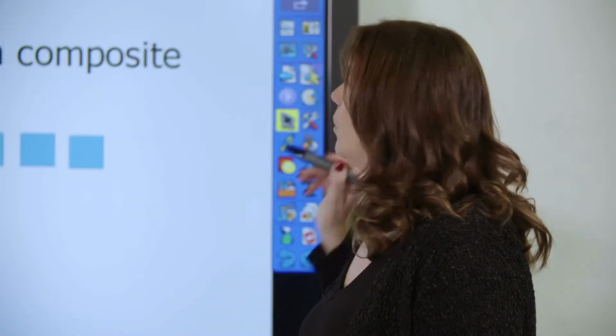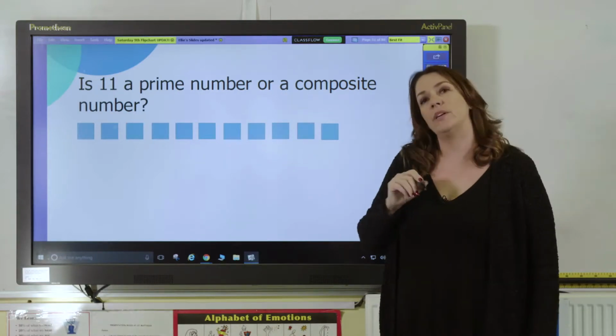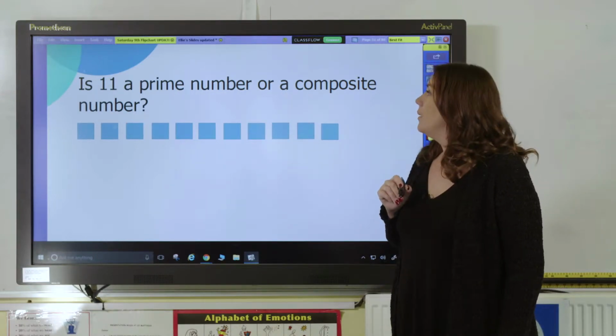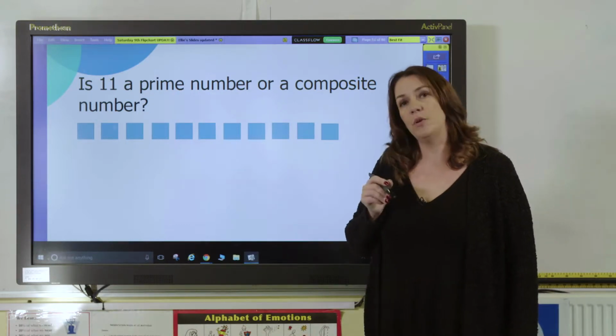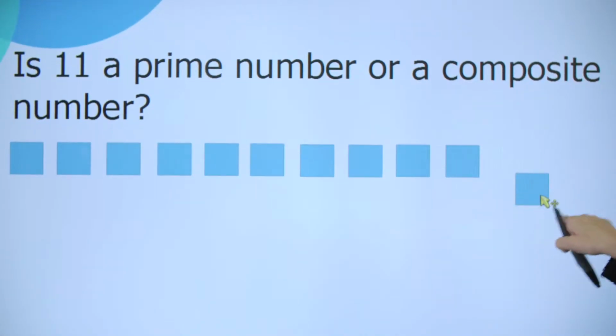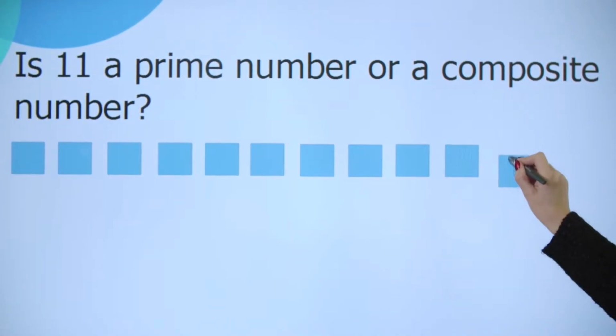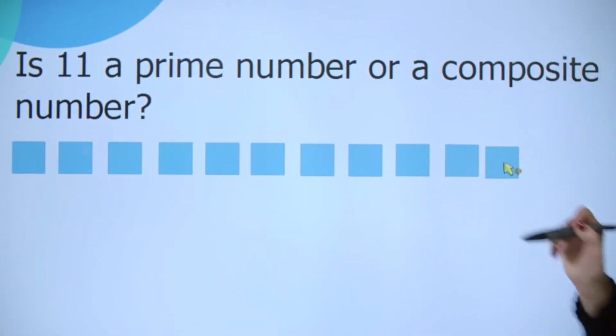So let's have a look at what this looks like. Here I have some base 10 blocks and the question, is 11 a prime number or a composite number? So let's investigate. Now we can move our base 10 blocks and we can see that we could make 11 groups of 1. We could make one big group of 11.